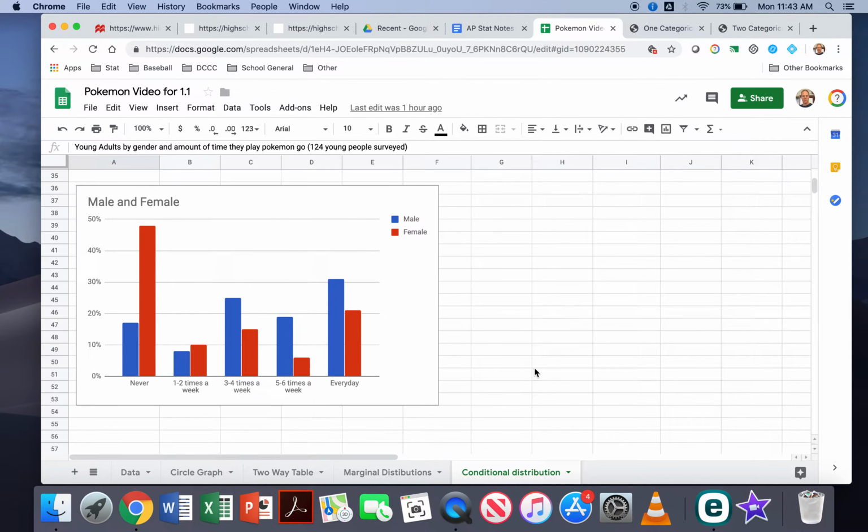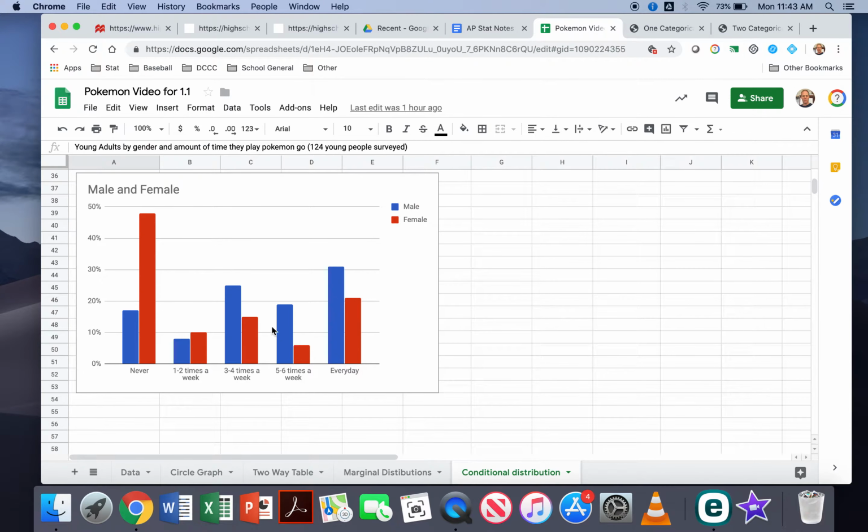And what I can do is I can create a side-by-side bar graph, and see, is there association? And what an association would mean is that, if there was no association, I'd expect these two things to be approximately the same. They'd all look the same, but obviously these things aren't.